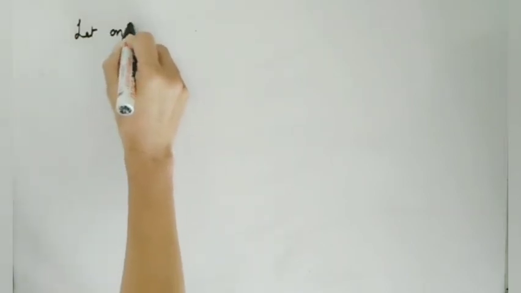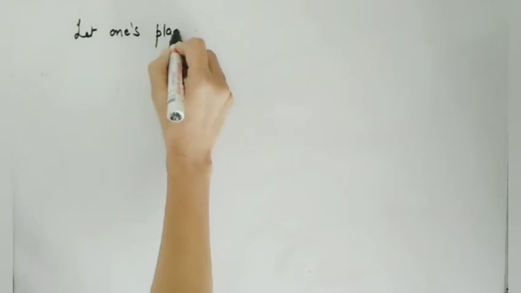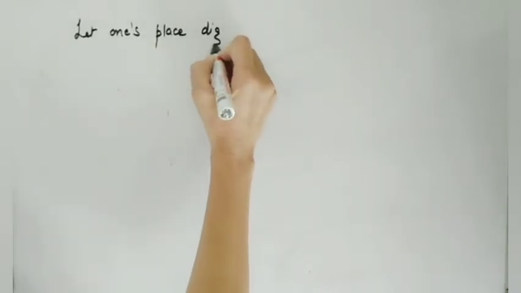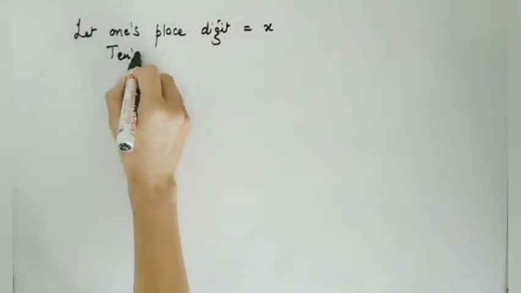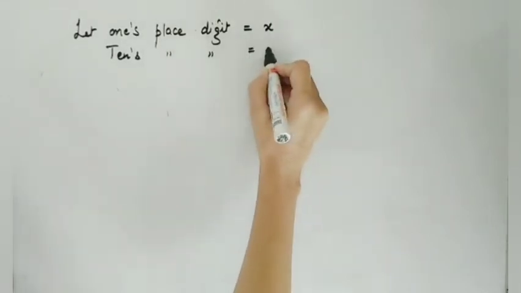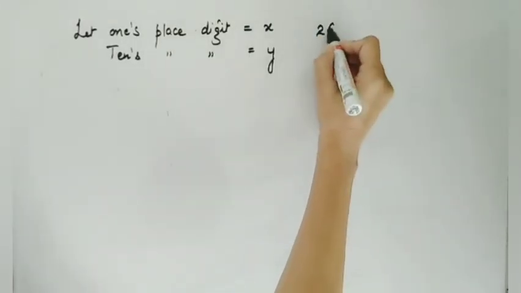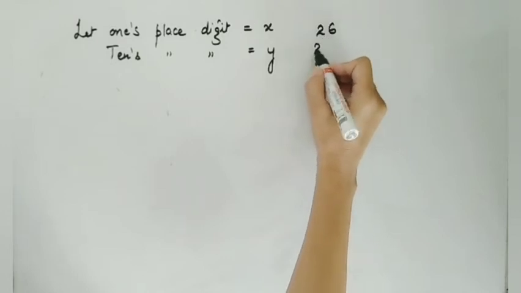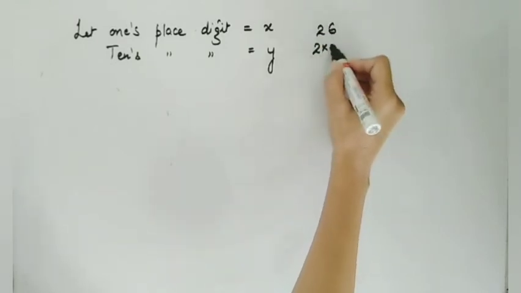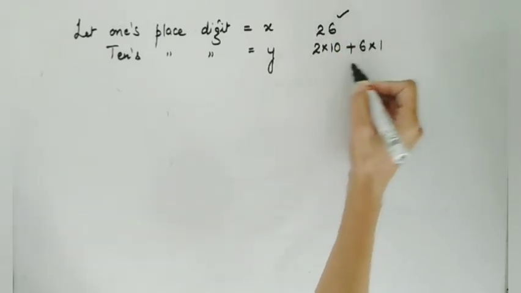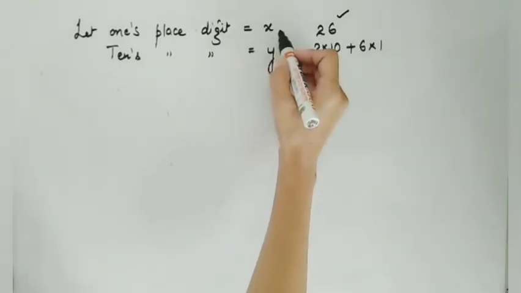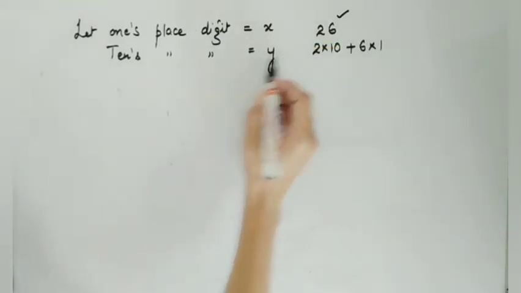So here let's assume, let ones place digit is x and tens place digit, because we know whenever we are forming a number, if I suppose have a number 26, 26 is 20 is at tens place because it can be written as 2 into 10. 6 is at ones place, it would be written as 6 into 1. So we assume ones place digit as x, tens place digit as y.